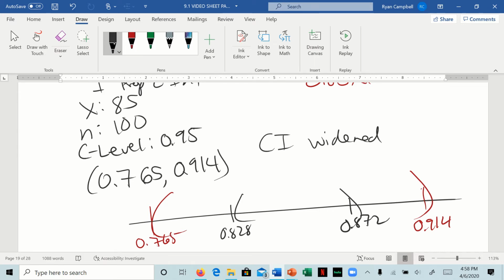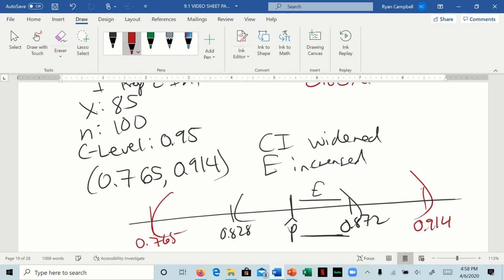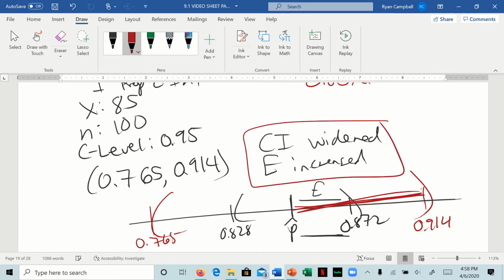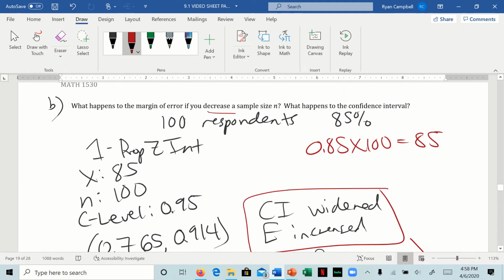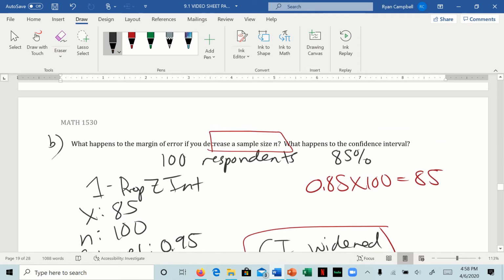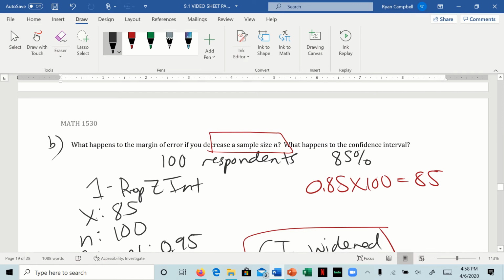And since the confidence interval widened, that means that the margin of error increased. Right? Because originally it went only this far, but now it goes even further. When the confidence interval widens, the margin of error increases. So this is what happens when you decrease the sample size. And the reason why is because you want big sample sizes. The bigger the sample size, the better all of your data will be.